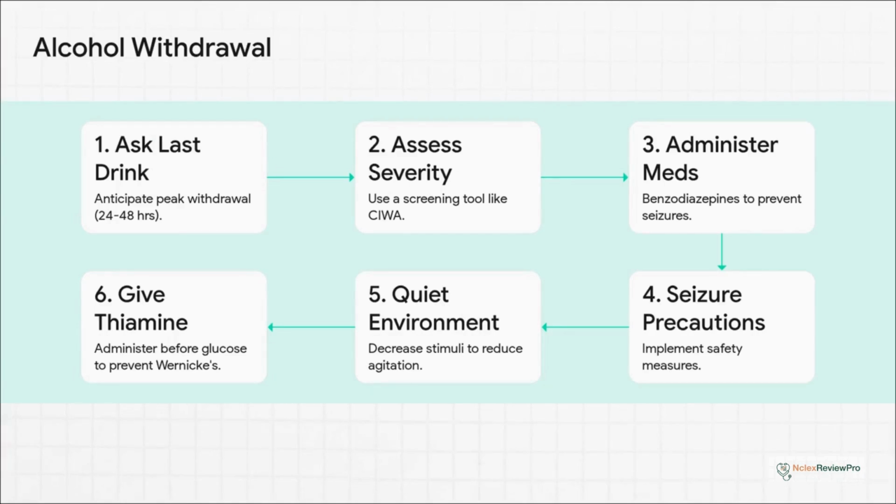All right, when you have a patient in alcohol withdrawal, you need to be systematic and quick. The very first question you should ask is, when was your last drink? This is key because it helps you predict when withdrawal symptoms will peak. You'll use a validated scale, like the CIWA scale, to objectively measure severity, which then guides your use of benzodiazepines to keep them safe and calm. And because the brain is so overexcited, seizure precautions are non-negotiable.